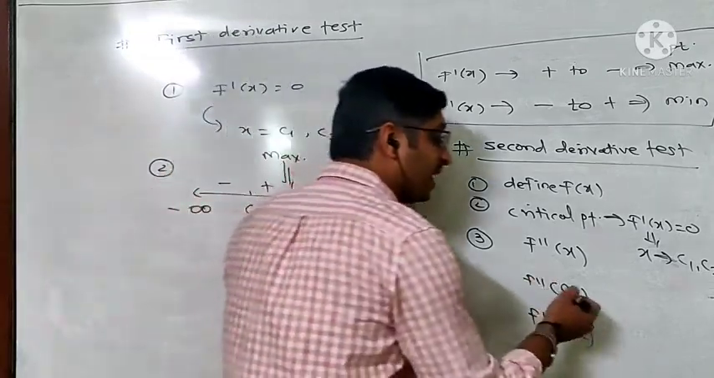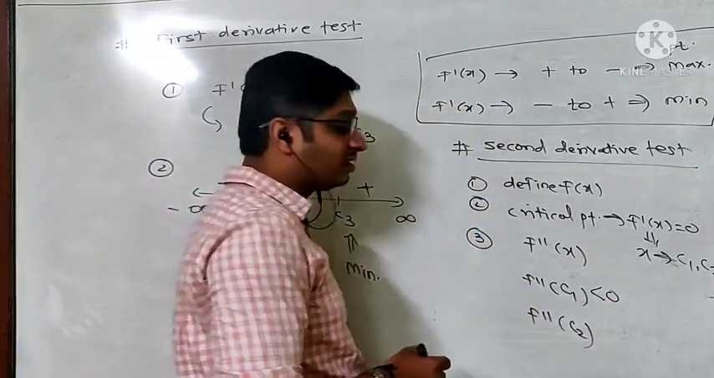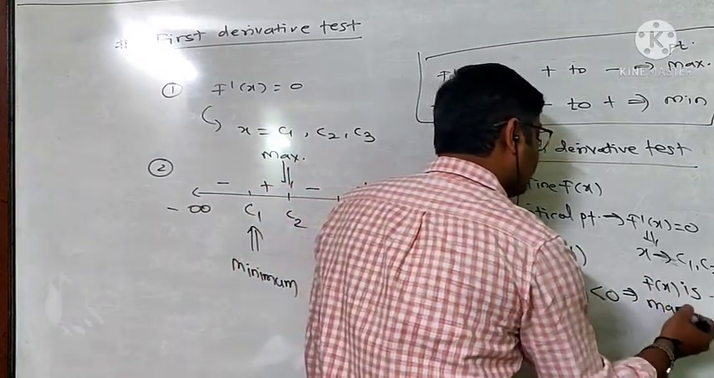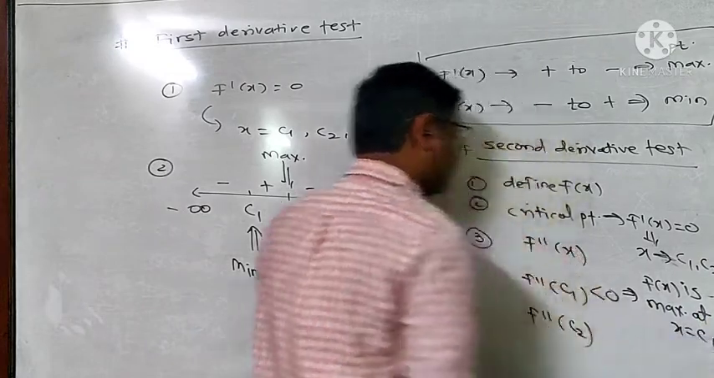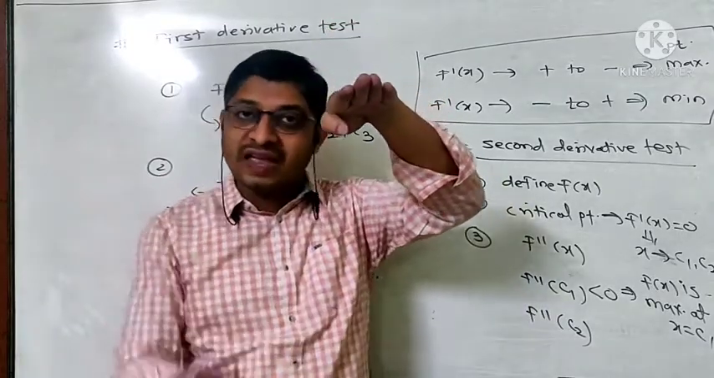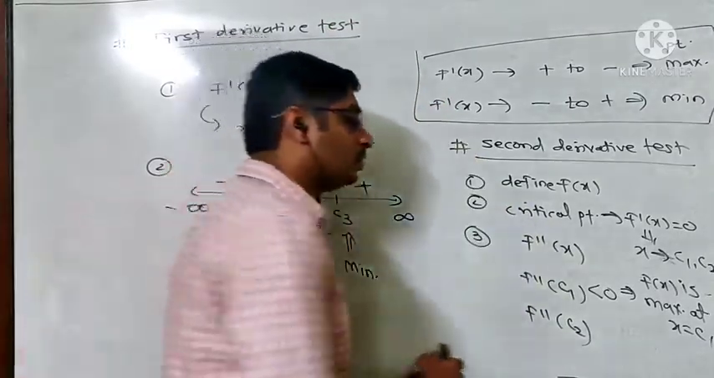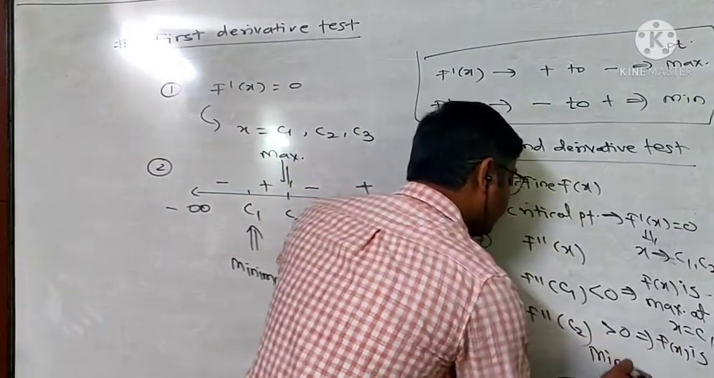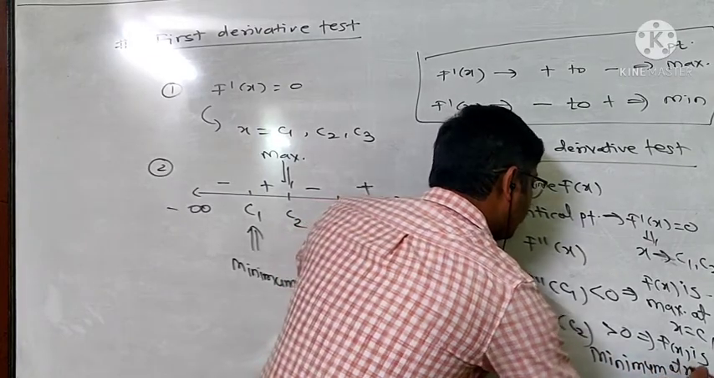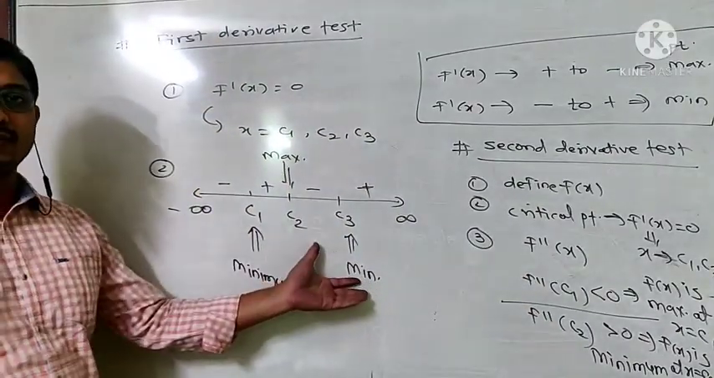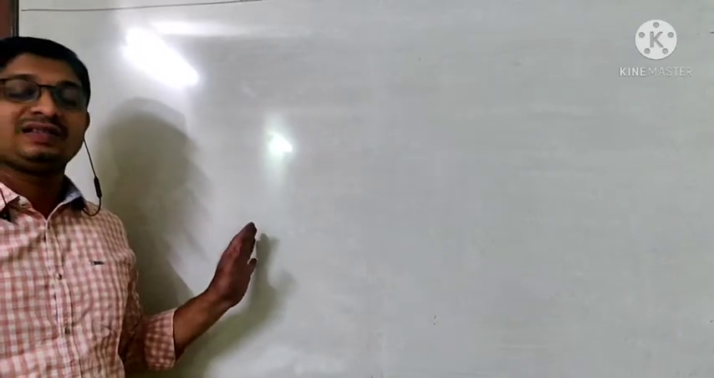That means if f double dash of c1 is less than 0, then f of x is maximum at x equal to c1. And if f double dash of x is positive, that means f of x will give me the least value. If this is positive, then f of x is minimum at x equal to c. So such techniques should not be ignored. To understand these concepts properly, we are going to take one very easy example.